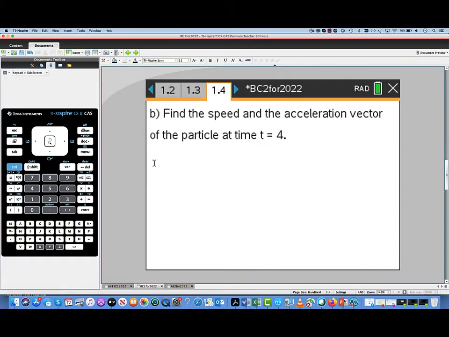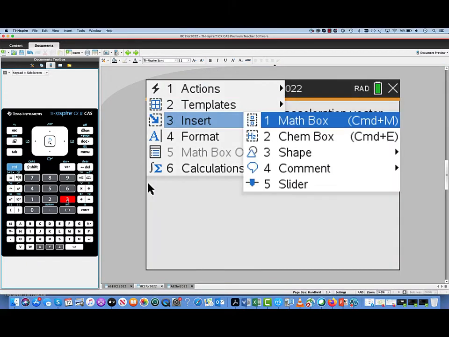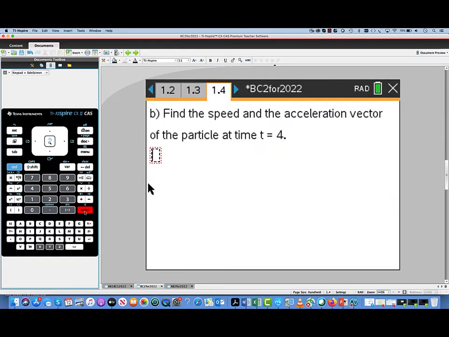Okay, let's move on to part B. Here we're asked to find the speed and the acceleration vector of the particle at time t equals 4. Let's start with the speed. We're going to define a general speed function, s of t, which is the magnitude of the velocity vector. So we take the square root of the sum of squares of the components: the square root of vx of t squared plus vy of t squared. And there's our speed function.